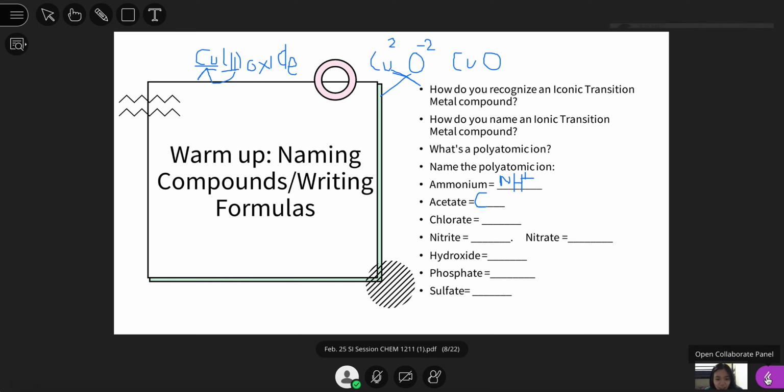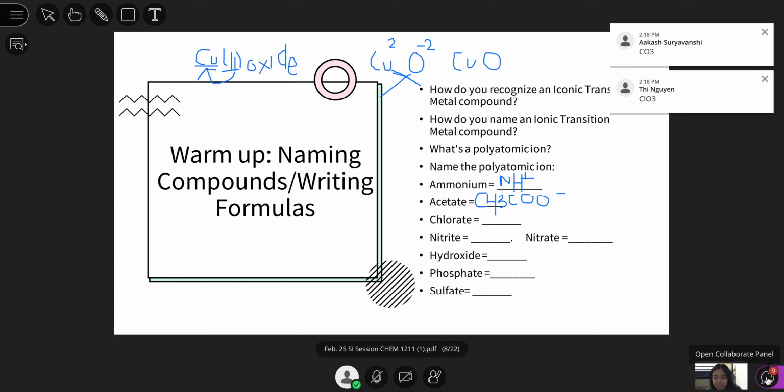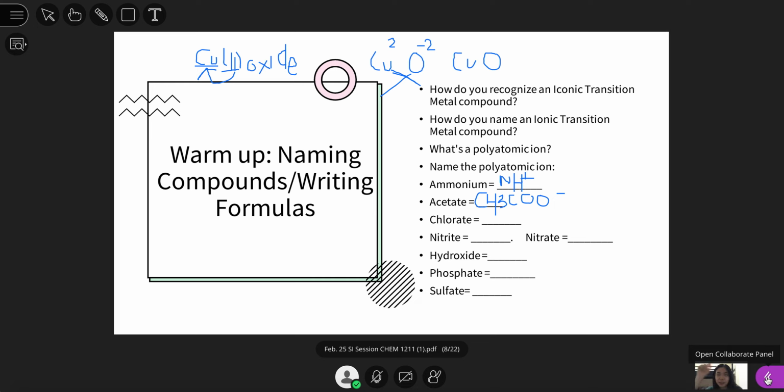Exactly. And then what about chlorate? Do we know what that is? Chlorate goes with chlorine. Do you know what that is? Actually, Akash, you're thinking about carbonate. CO3, 2 negative, that's carbonate. T is right. It's Cl, which is the chlorine, oxygen, and then 3 with the negative up there.